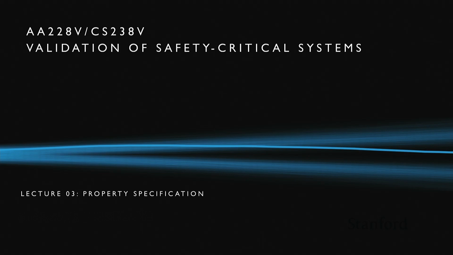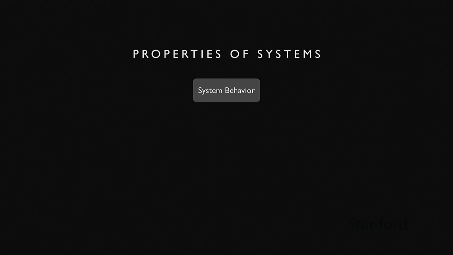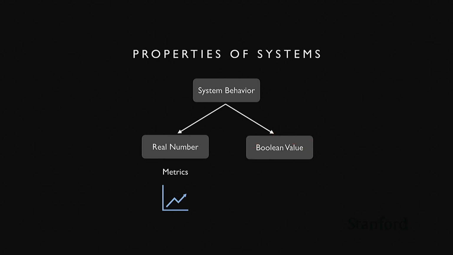We're going to talk about property specification next. So like I said, this is the second input to our validation model. And what we want to do is just formally specify what it is a system is supposed to do. So there's different ways that we can describe properties of systems. And what we're trying to do essentially is just describe the behavior of a system in some way that we can quantify. So one way to do that is to map system behavior to a real number. We call something that does that a metric. And another thing we can do is map it to a Boolean value, and we call that a specification.